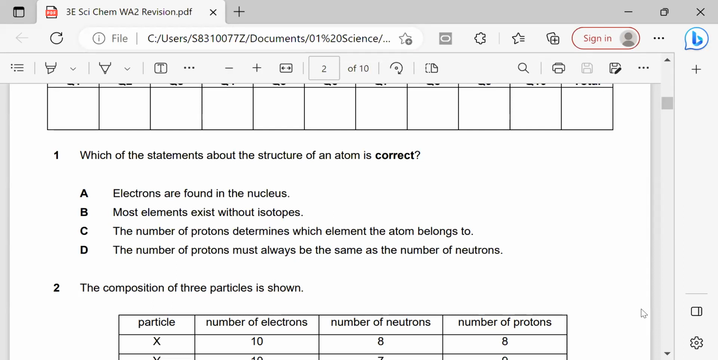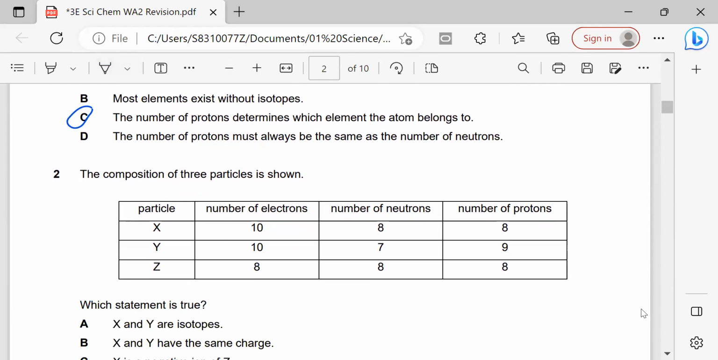And in this question, out of the 4 statements here, the only one that will be correct will be option C, which is the number of protons. You always determine the identity of the element. And that's why the answer is C for this first question.